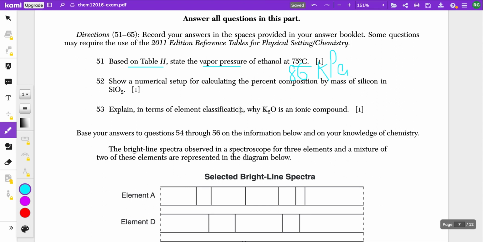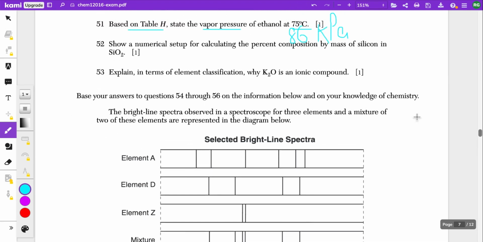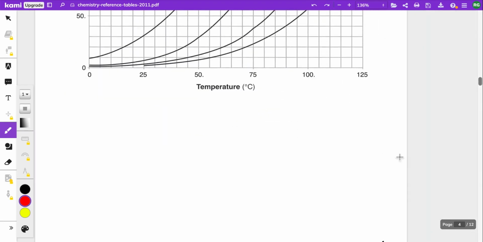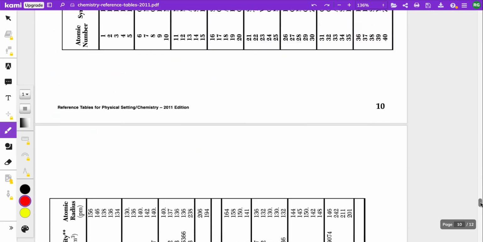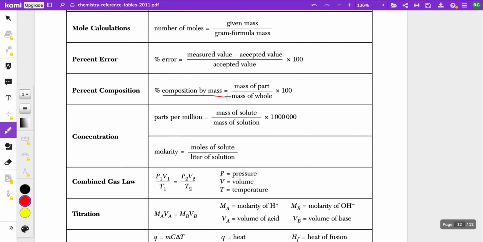Next, the numerical setup for calculating the percent composition by mass of silicon in SiO2. So what is percent composition by mass exactly? They actually have this formula in the reference guide. Percent composition by mass is mass of part divided by mass of whole.